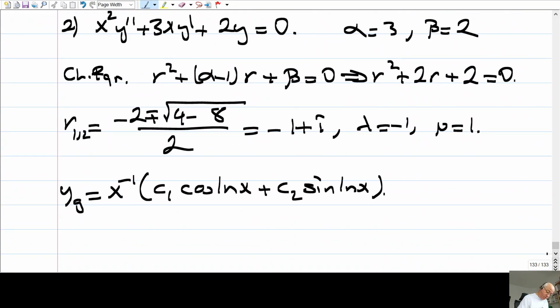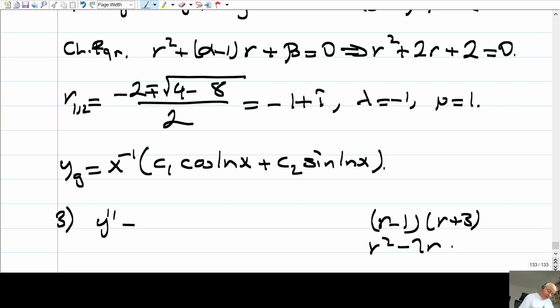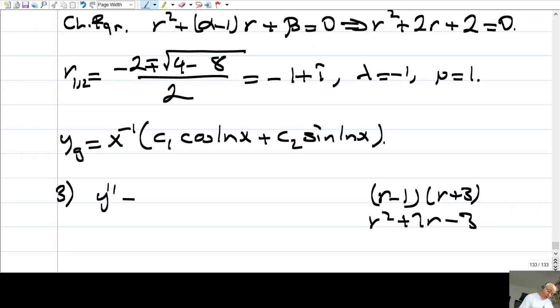And let me do one more example. So y double prime, r squared plus 2r minus 3, so let me say 3 y prime minus 3y equals 0.